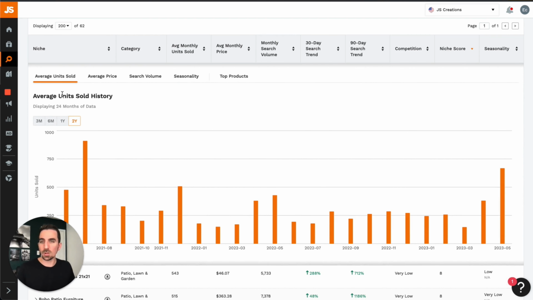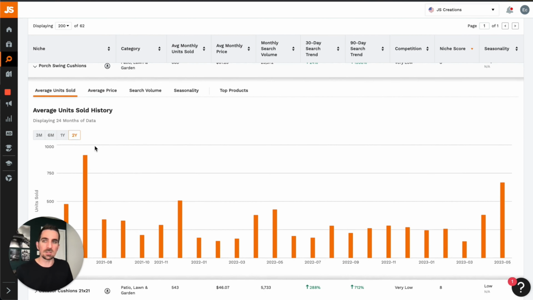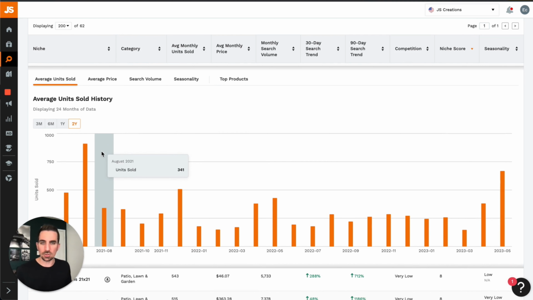So the very first one is the number of units sold on average. And remember, again, this represents whenever somebody searches for this phrase on Amazon, any of the related search terms as well, all of the sales are added up here. And so this is actually holding pretty steady over the last 2 years.